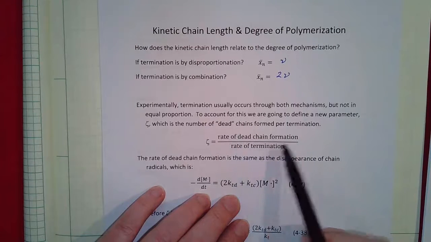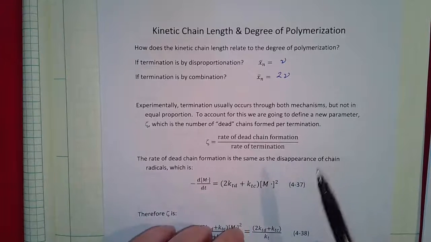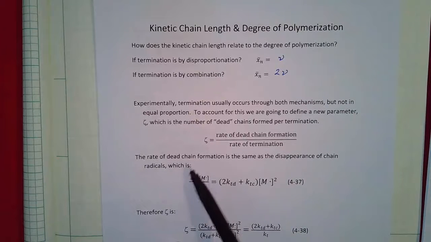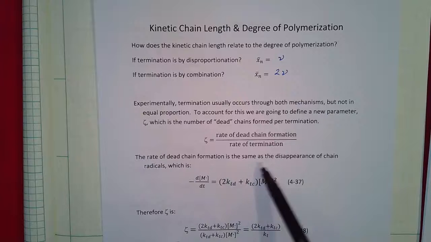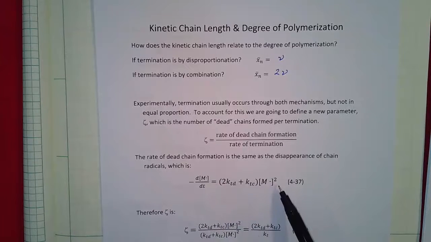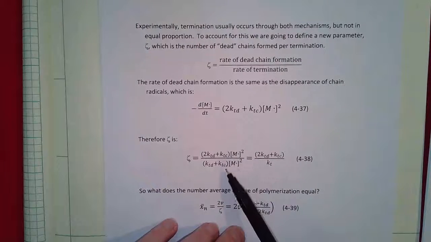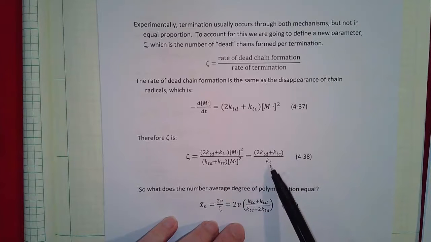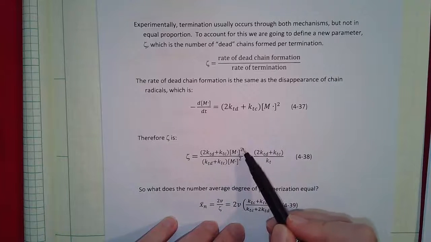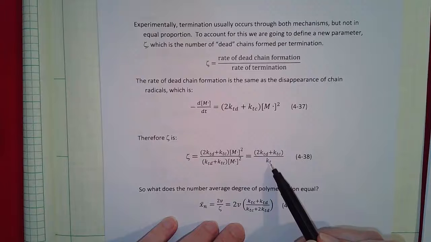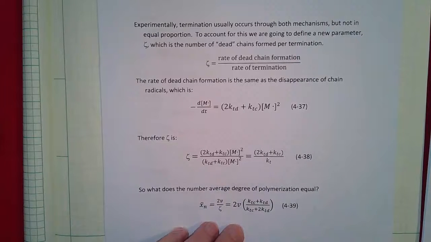So the rate of dead chain formation over the rate of termination. And you can look at this in the book and go through those equations. But let's start with this. The rate of dead chain formation is the same as the disappearance of chain radicals. So it's the decrease in concentration of the radicals that are on the chain. That rate law is here. So the squiggle is the ratio of those two, over the rate of termination. The radical concentration squared drops out. KTD plus KTC is just KT. So you can write it as KT, or you can leave it this way.